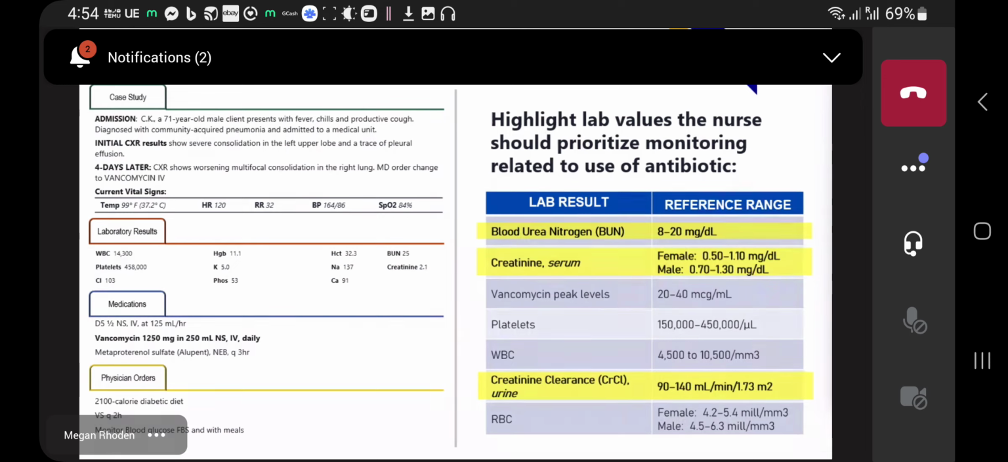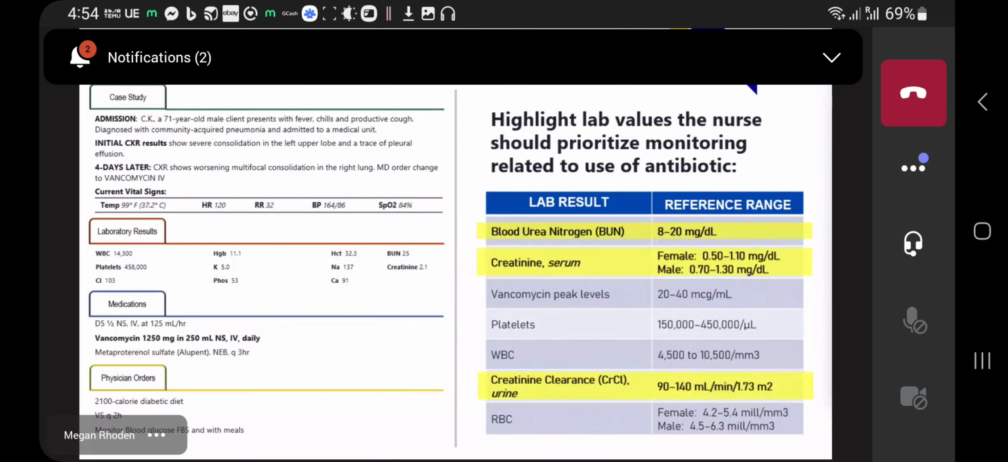So, not correct, guys. The ones we would not need to follow up on related to the antibiotic would be, let's talk about RBCs. Vanco does not affect RBCs or the platelets. So, WBCs, the WBC indicates worsening infection. Although we monitor the WBCs to see the effectiveness of the antibiotic, it is not directly related to the vancomycin.